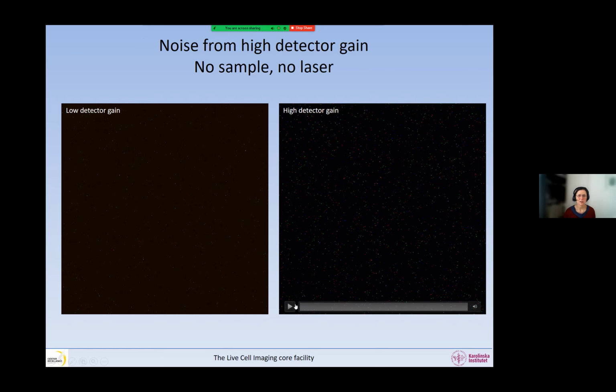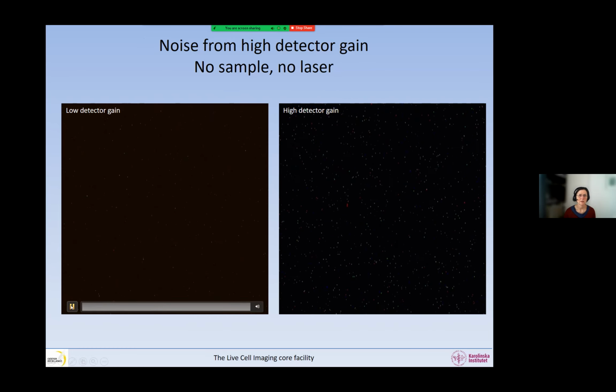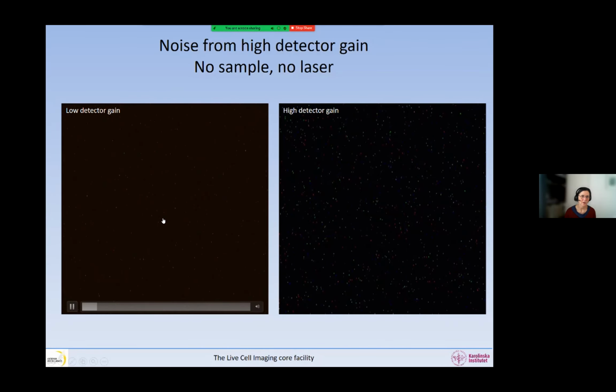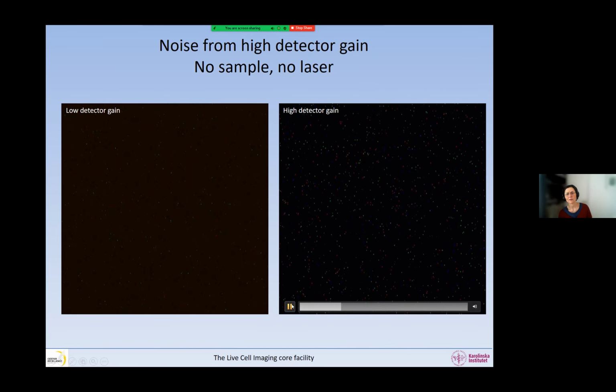So in here, I don't know if you can see. Can you guys see the movies playing? Yes. Okay. So you can see here, this is an image without any laser, no sample, no laser, and you can see here the noise. So you have little dots of color that come a little bit around. And if I now use a high gain, you can see hopefully that we have, sorry, my movies are not playing very well. Anyway, here you would see a lot more dots. So high gain means high noise.